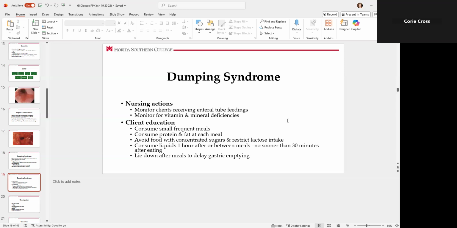Some ways to help control and prevent these symptoms include eating small, frequent meals containing protein, fat, and complex carbohydrates, encouraging liquids between meals and not with meals, and consuming functional fibers such as pectin or guar gum, which may be used to delay gastric emptying and treat diarrhea. Avoiding simple sugars and sugar alcohols, restricting lactose due to high risk of lactose intolerance, and then patients may be encouraged to lie down after eating to delay gastric emptying.